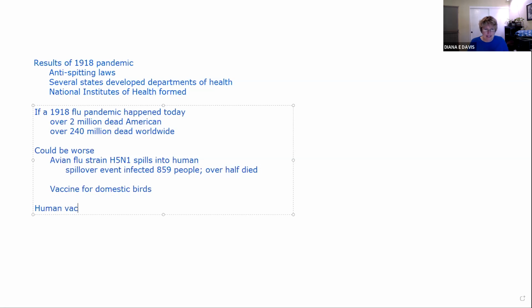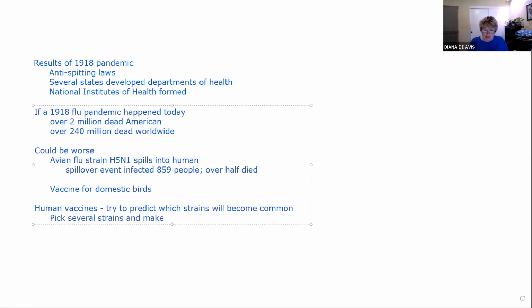And of course, the human vaccines: researchers try to predict which strains are going to become common. They sometimes get it right, sometimes not so much. So they tend to pick several and make vaccine against those. And they either use killed virus, attenuated virus, or viral proteins.